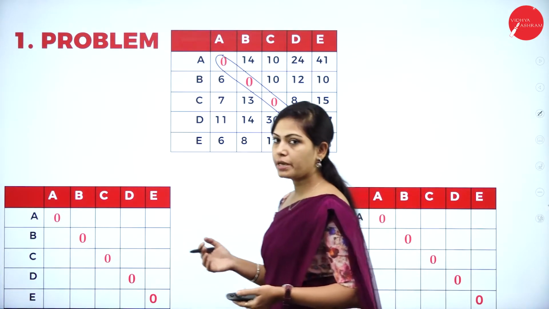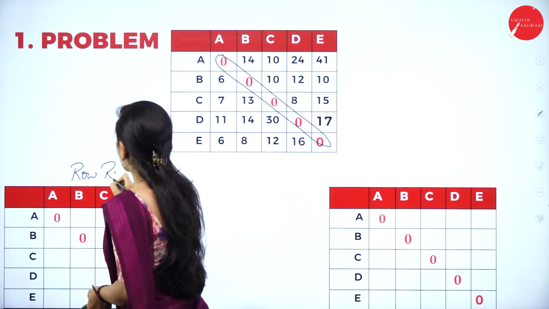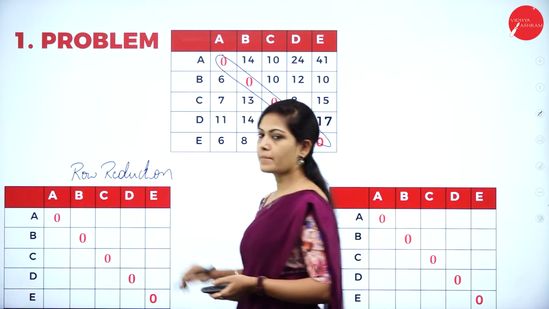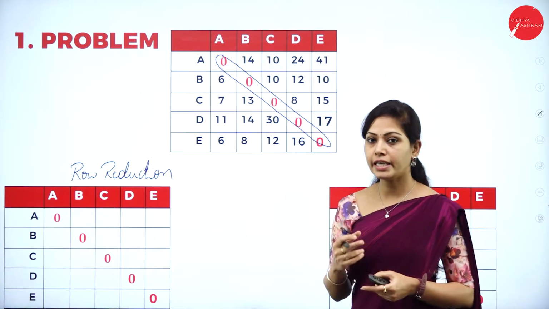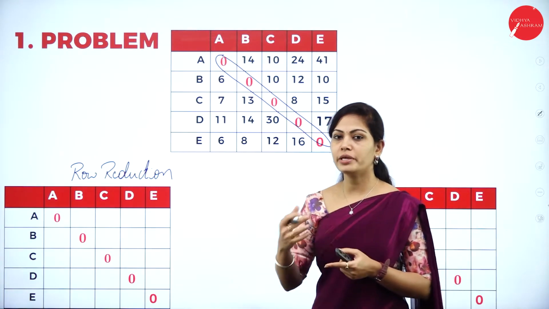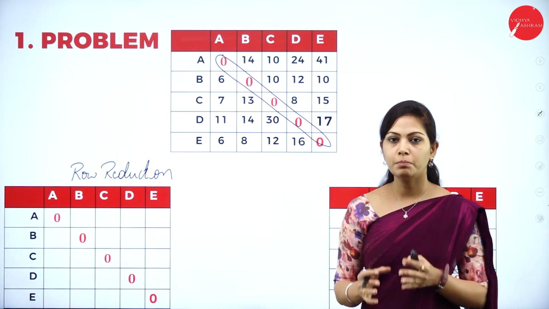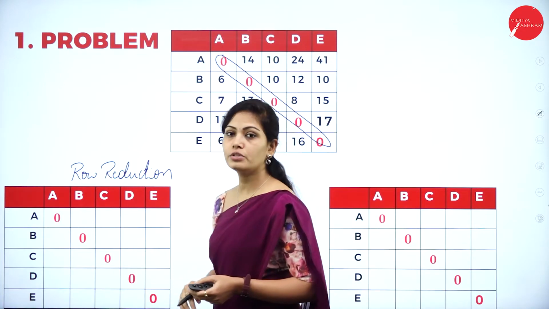So what is the first step? First step is row reduction, or row minima. So first find out the row reduction. Dear students, in each concept I am explaining many problems so that you can easily solve all the problems. Please practice all the problems. So here first I will find out the row reduction.